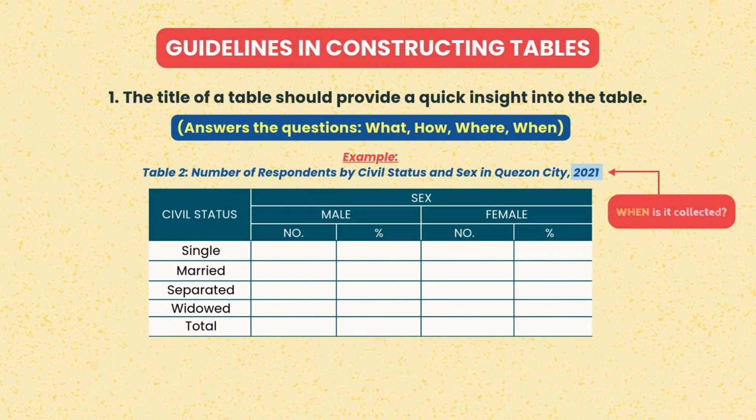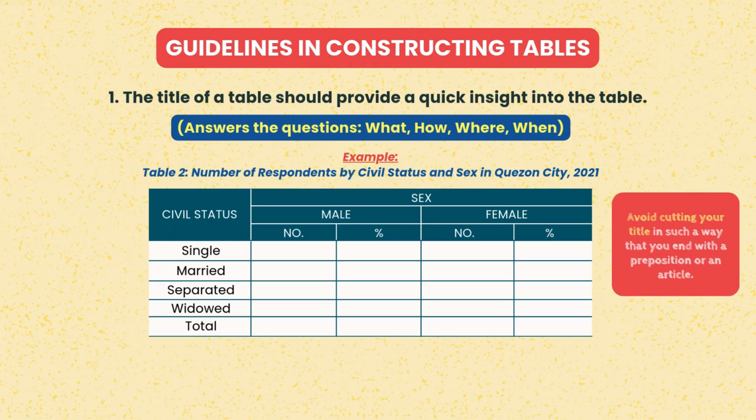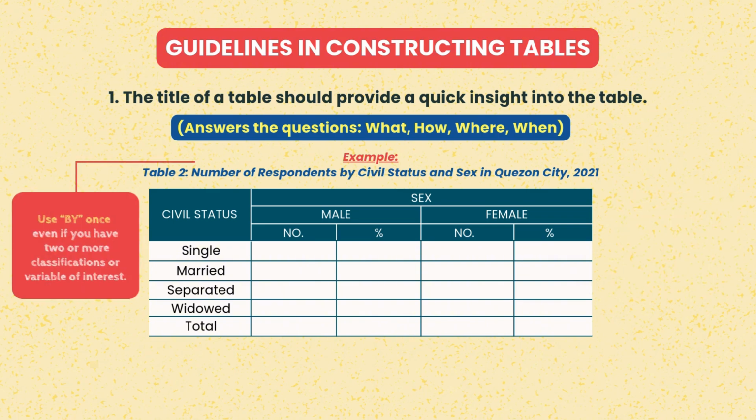Also, a few guidelines in writing table titles. First, capitalize the first letter of the first words, but not our conjunctions, prepositions, and articles. Also, we should avoid cutting our table title in such a way that we end with a preposition or an article. Next, use only by once, even if we have 2 or more classifications or variables of interest.